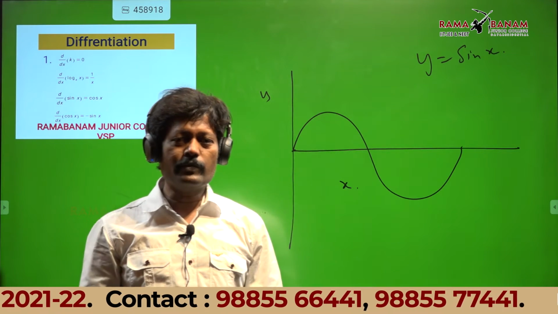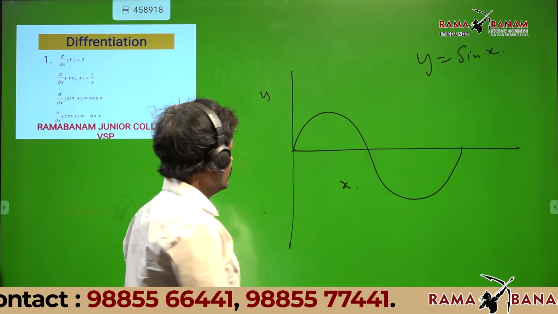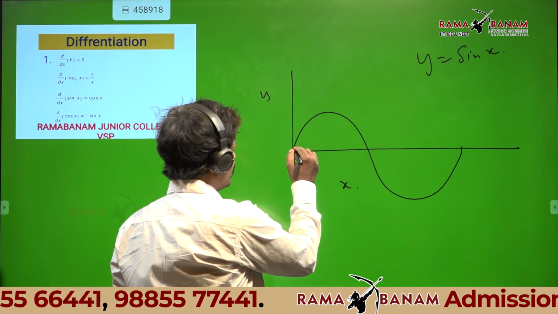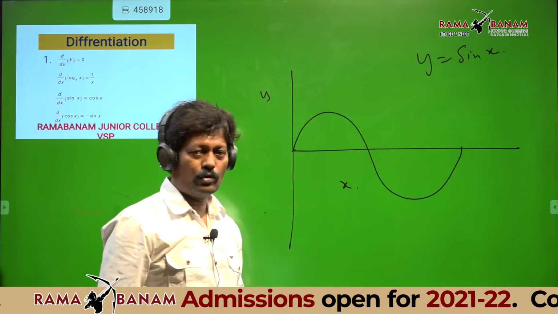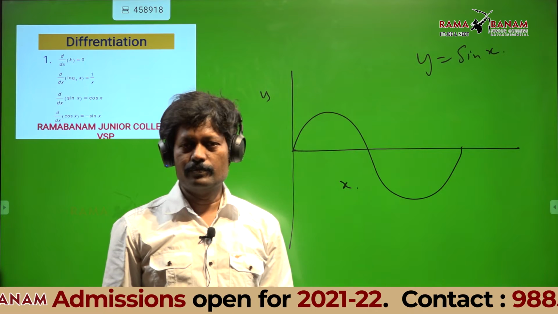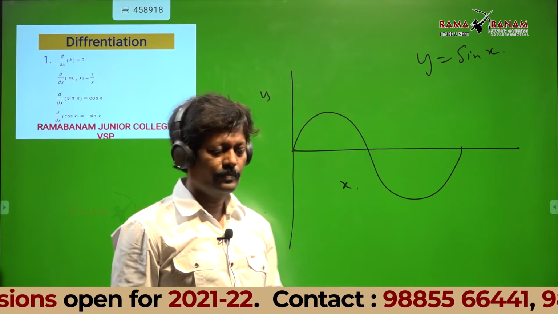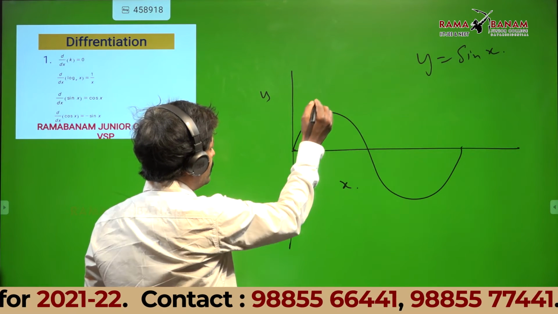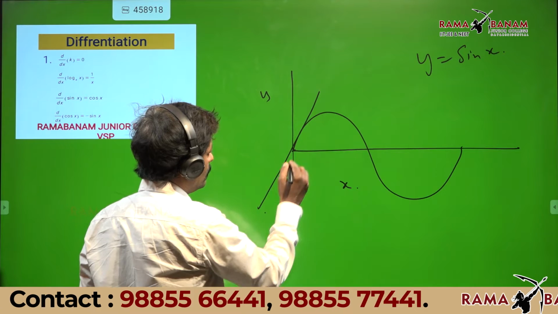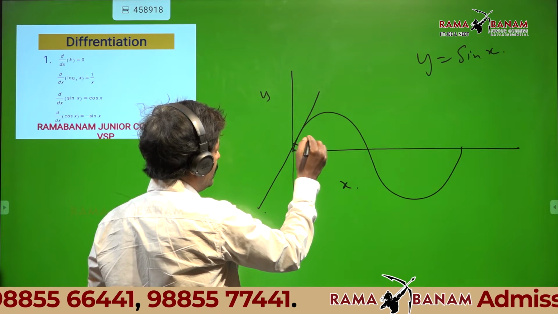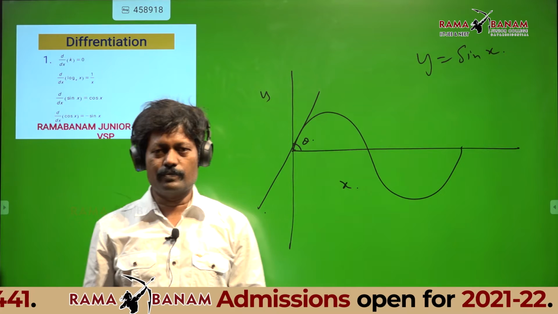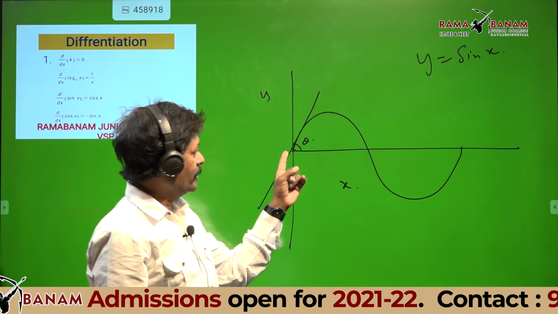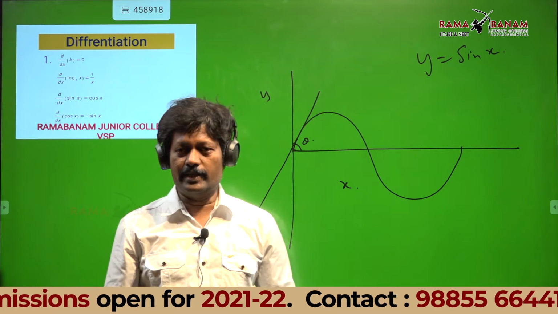Now, what is the meaning of dy by dx? Let us see. If I draw a tangent here, dy by dx for sin x is how much? Cos x, I gave you. Yes or no? Yes, sir. So, if I draw a tangent here, this makes some angle theta. I have drawn a tangent at x equal to 0.